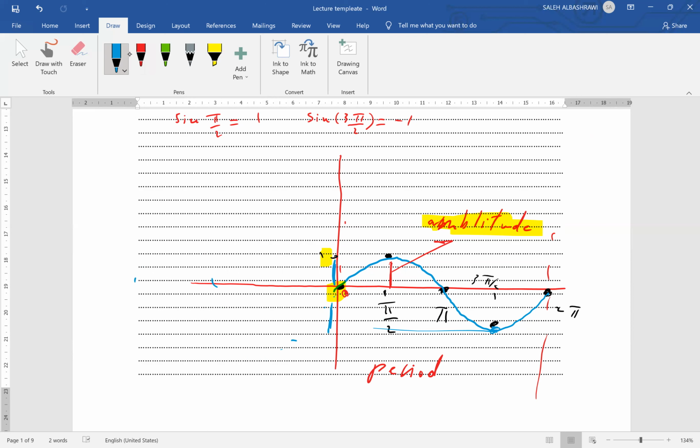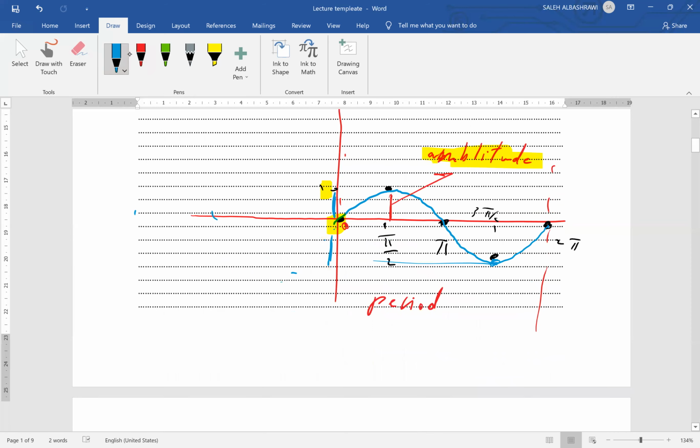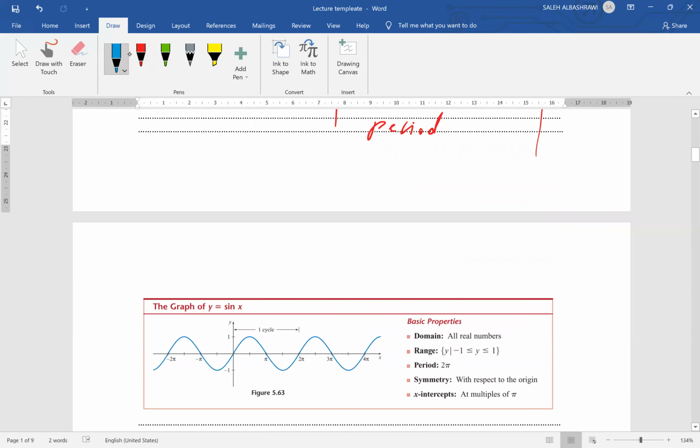So we can say in general, for the sine function, we have to define the period and we have to define the amplitude. So in general, if we have a sine function, these will be the basic properties of the graph of y equals sine x.